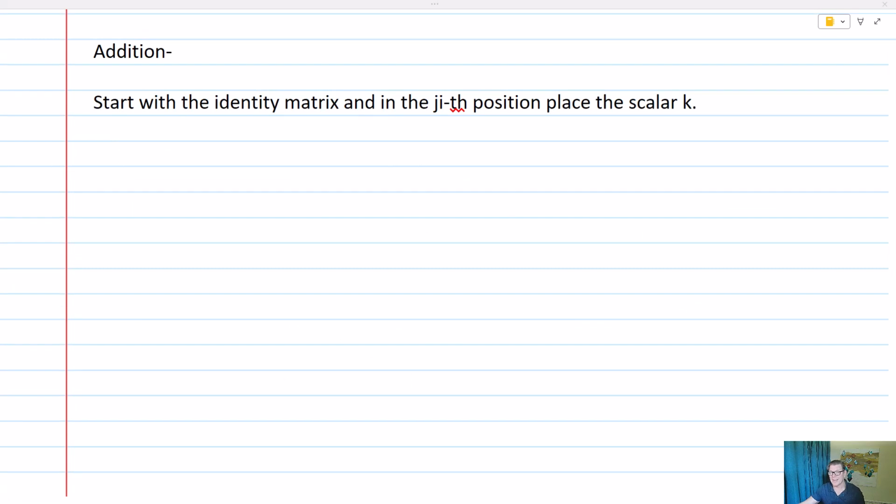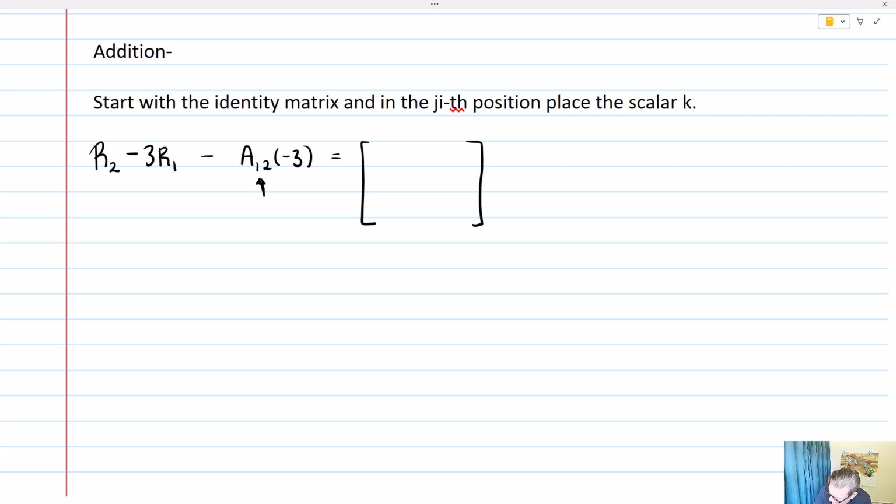Now our last one here is addition, and addition is a little bit trickier. What we want to do is start with the identity matrix, and then in the jth position, we're going to place the scalar k. So let's say, for example, I want to take row 2, and I want to subtract 3 times row 1. Okay? And so what we'll write this as is a 1, 2, -3. That's how we actually write that. So our elementary matrix, let's imagine that this is a 3 by 3. In A21, we'll have a -3. So we'll have 1, 0, 0, and then -3, 1, 0, 0, 0, 1. And that'll be our elementary matrix.